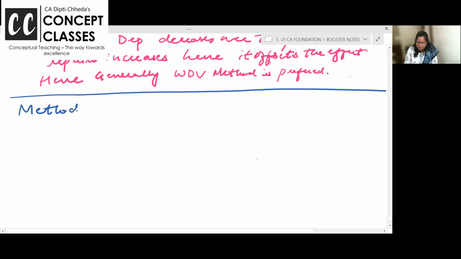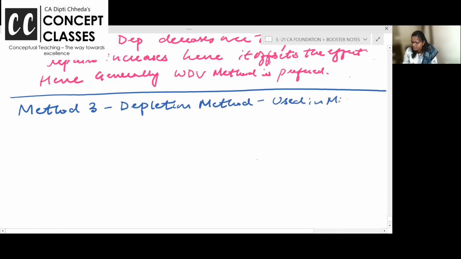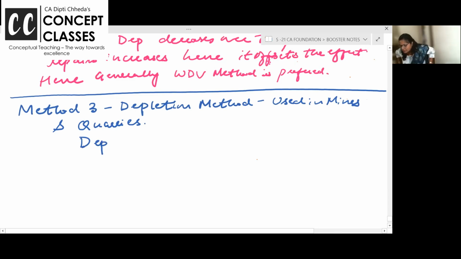Method 3, depletion method. Used in mines and quarries. Write it. When you write it, it goes in your mind. Used in mines and quarries. Just write it.